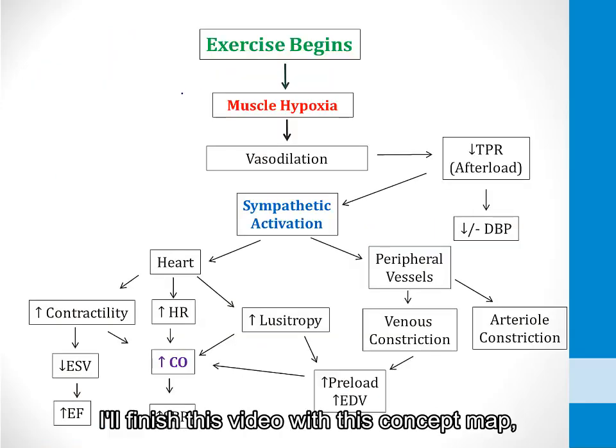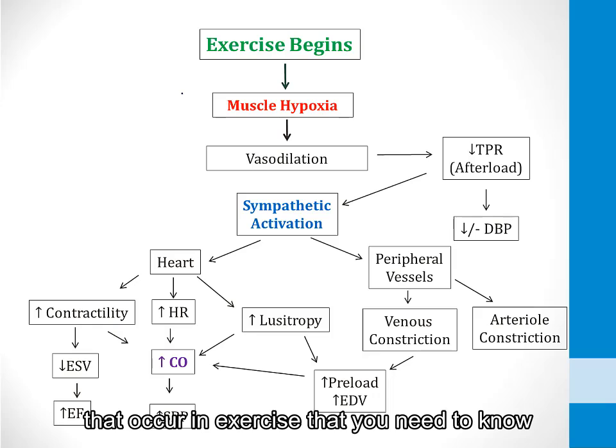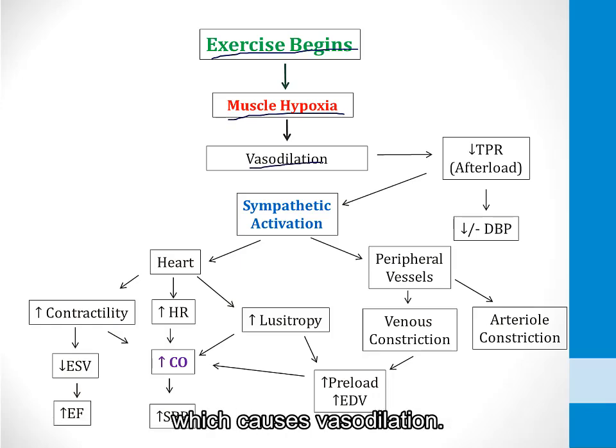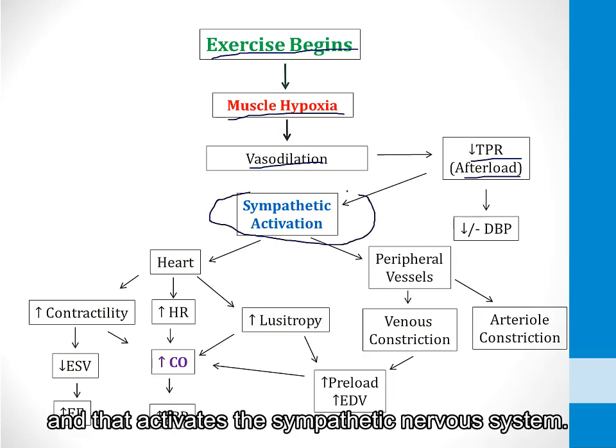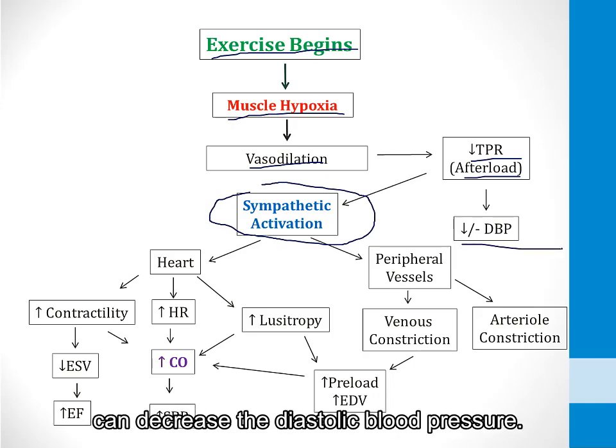I'll finish this video with this concept map, which summarizes all the changes that occur in exercise that you need to know for the Step 1 exam. So when exercise begins, this leads to muscle hypoxia, which causes vasodilation. Vasodilation lowers the TPR, it lowers the afterload, and that activates the sympathetic nervous system. In addition, the lowering of afterload can decrease the diastolic blood pressure.